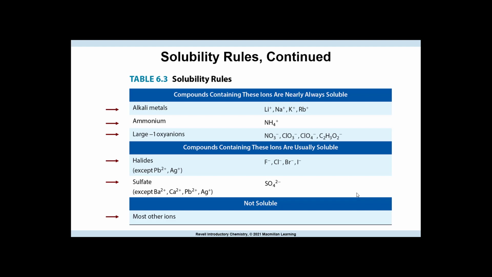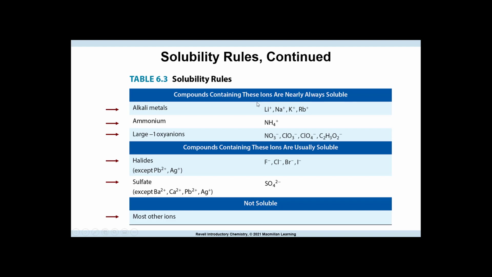Compounds containing the ammonium ion. Okay, so if we look here, we have alkali metals. First let me break this down, because students have a hard time understanding a table. If you look at all the different tables, they make it as complicated as possible in some. Okay, so compounds containing these ions are nearly always soluble.